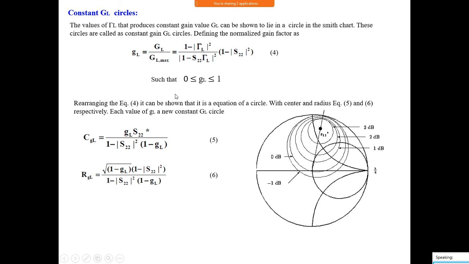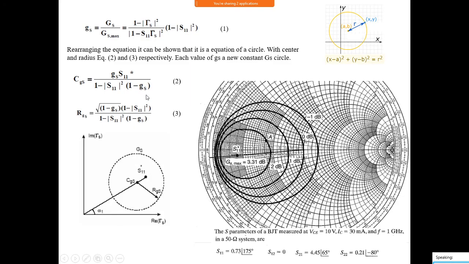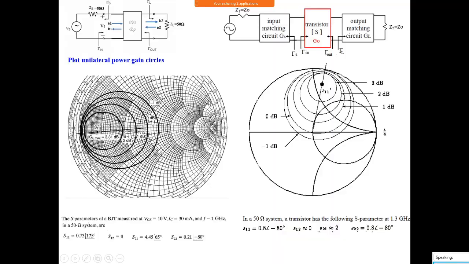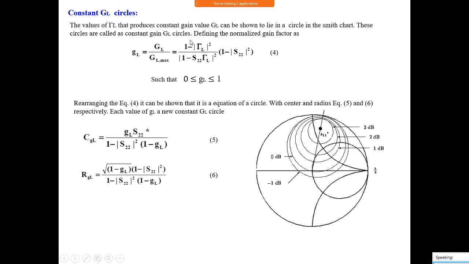And GL is what? We know this is a GL value. See, this is GL. GL is 1 minus |Γ_L|² divided by |1 − S22·Γ_L|², that I have taken here. That is the required value. This is GL, and GL maximum is this. So you will be getting this equation.